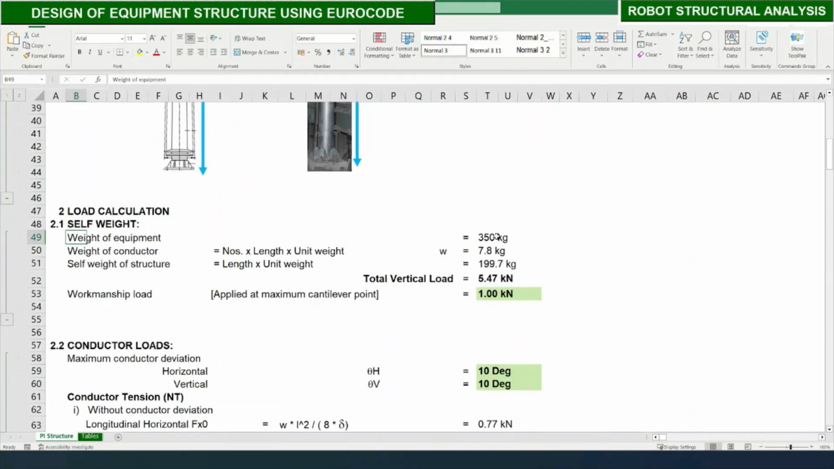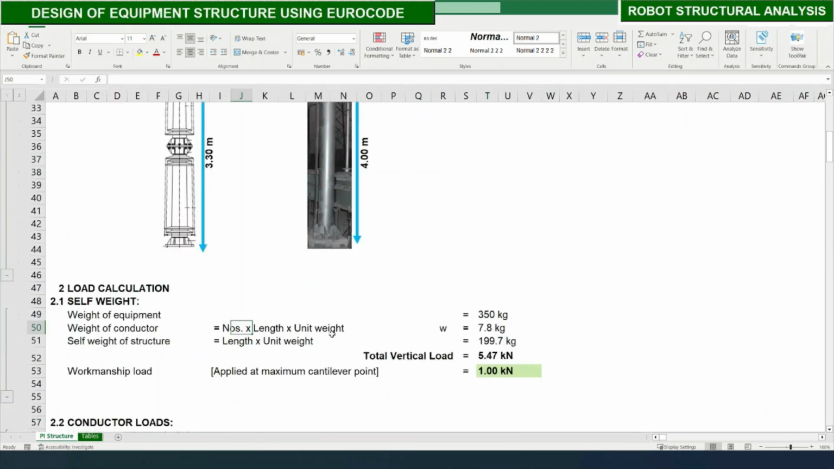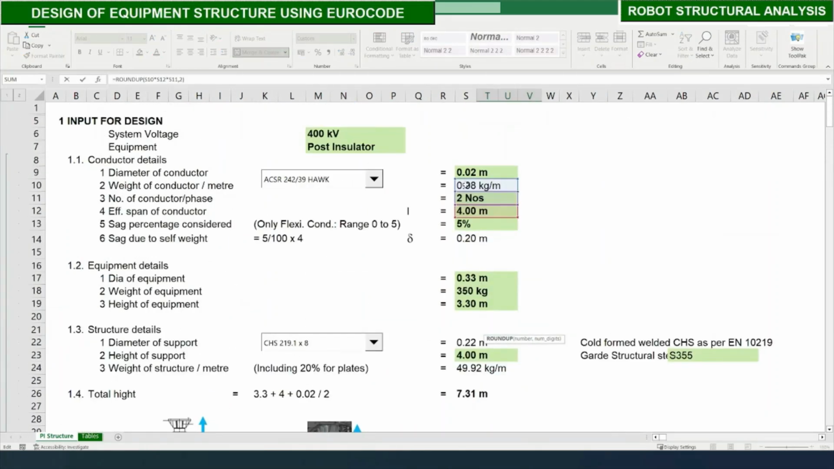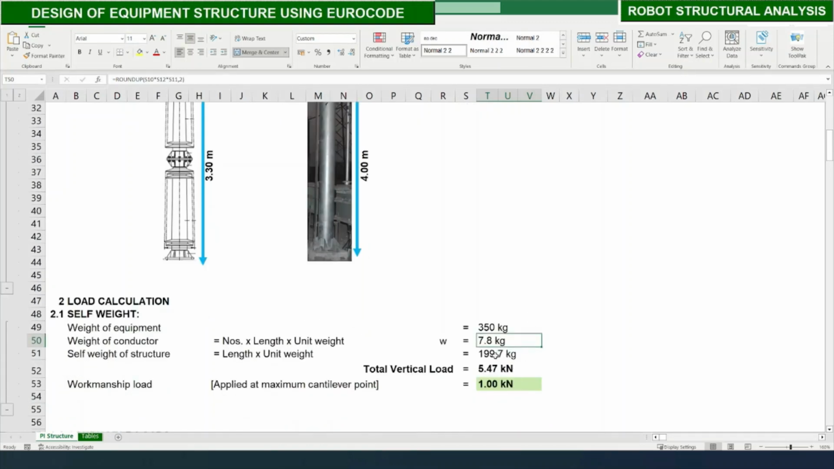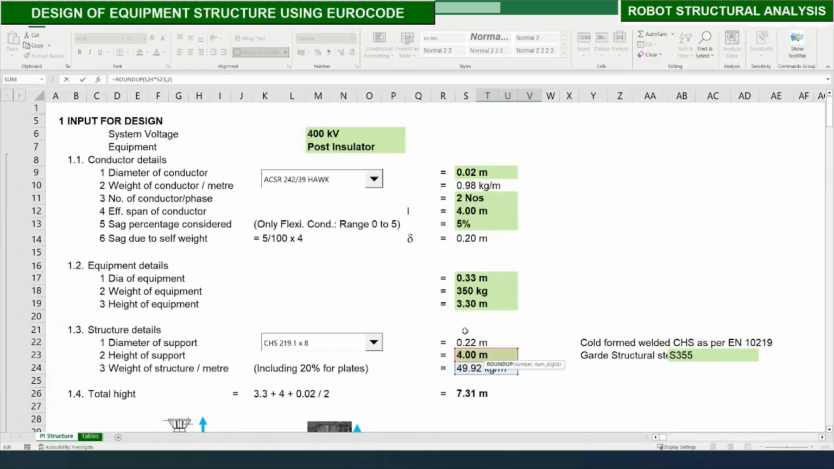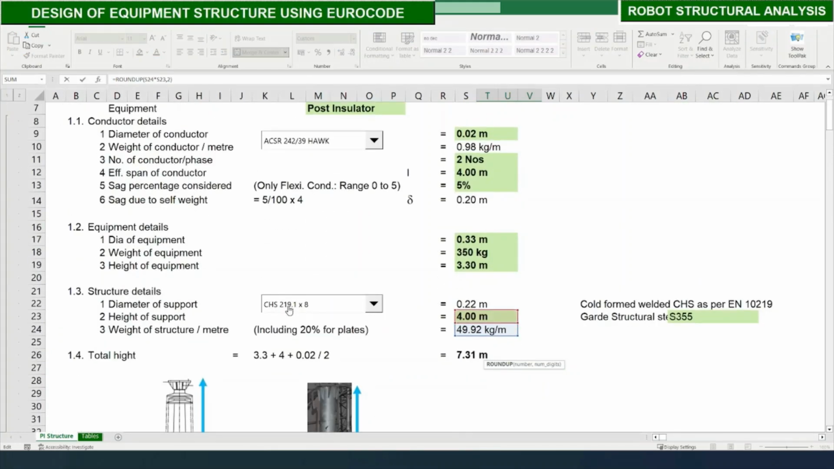Weight of equipment we need to consider as per the manufacturer drawing. Weight of conductor is the number of conductors which we are providing, into length, into unit weight. We already know the input weight of conductor, number of conductors per phase and the effective span of conductor. So multiplying all this we get 7.8 kg. Self weight of structure: we already defined the structure as 219.1 × 8 circular hollow section, multiplied by height.